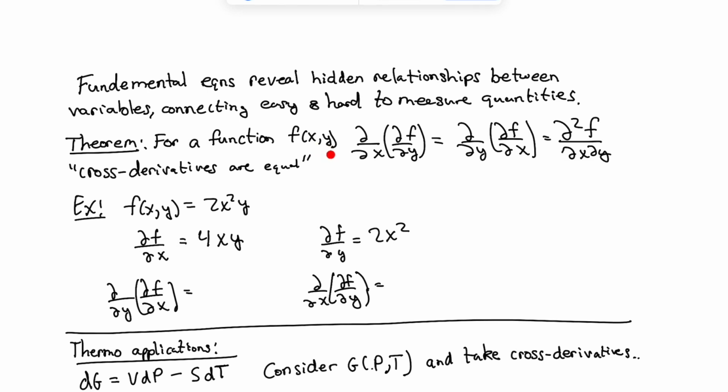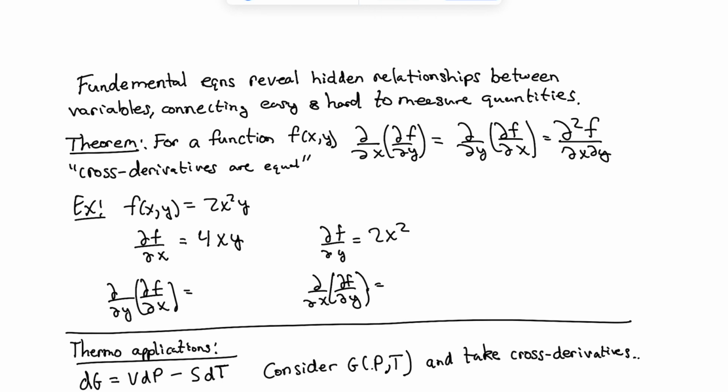So one thing we need to remember from calculus is that for a function f of x and y, the cross derivatives are equal. What that means is if I first take df over dy and take d over dx of that, or I take df over dx and then take d over dy of that, I'm going to get the same derivative out the end, which is d squared f over dx dy.